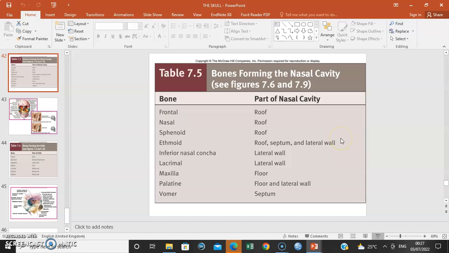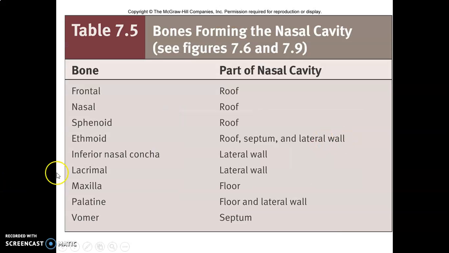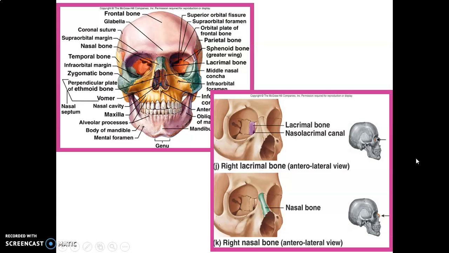Okay, then we have the lateral wall of the nasal cavity. It's formed by ethmoid bone and the concha. Okay, so laterally, the nasal cavity is formed by the concha, superior, middle, and inferior concha. Then the floor of the nasal cavity is mainly formed by the maxilla and also the palatine, and the nasal septum is formed by the vomer and the perpendicular plate of ethmoid.